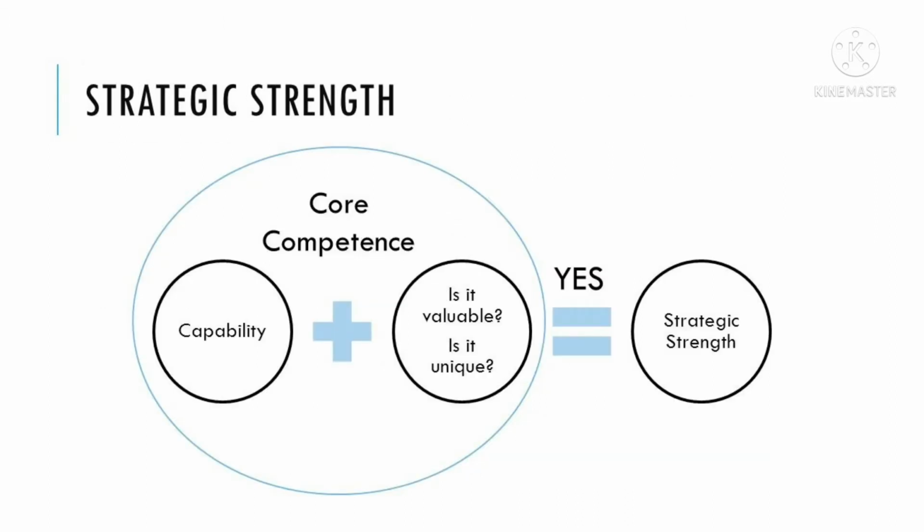Here is an example of core competence. If you have a capability and it is valuable and it is unique, well, it is your strategic strength. While if you lack the capability, and it is valuable and it is unique, it is called a strategic weakness. We should always remember that if the capability satisfies both questions, then it has the potential for a competitive advantage.